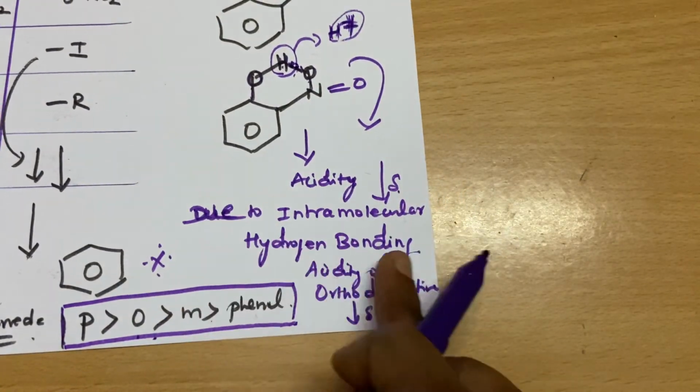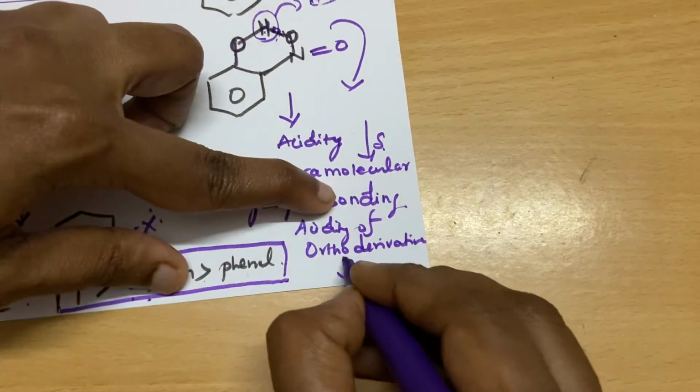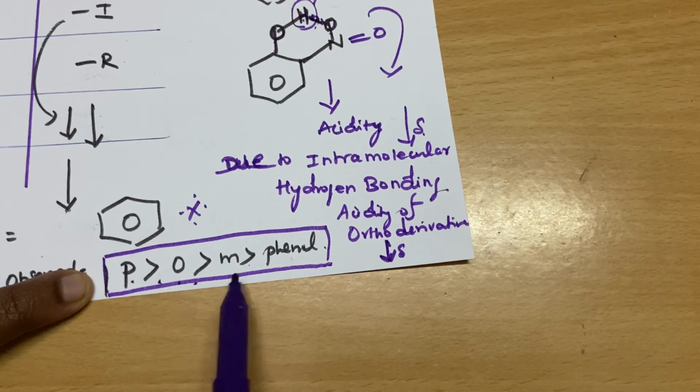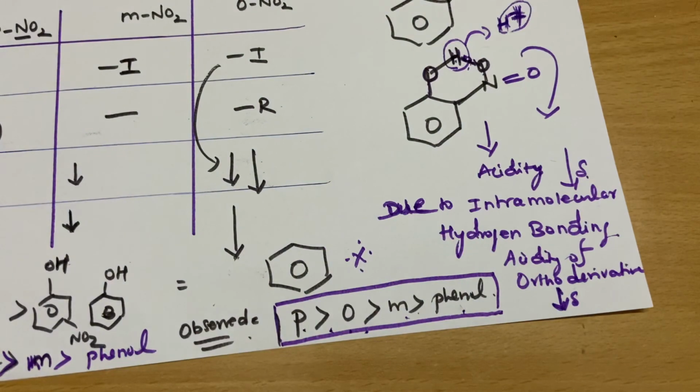So this makes the acidity decrease. Due to intramolecular hydrogen bonding, the acidity of the ortho derivative decreases. So the order is para derivative, then ortho, meta and phenol. Students, I hope you understood the concept.